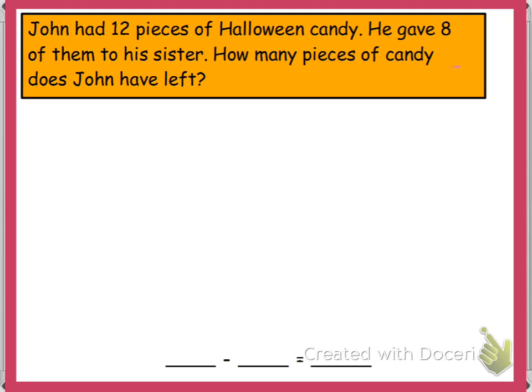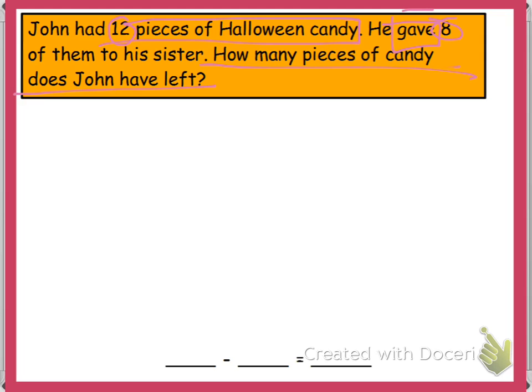Read again. John has 12 pieces of Halloween candy. He gave 8 of them to his sister. How many pieces of candy does John have left? Now I'm going to read it again, and this time I'm going to do cubes as we're reading it. John had 12 pieces of Halloween candy. He gave 8 of them to his sister. How many pieces does John have left?